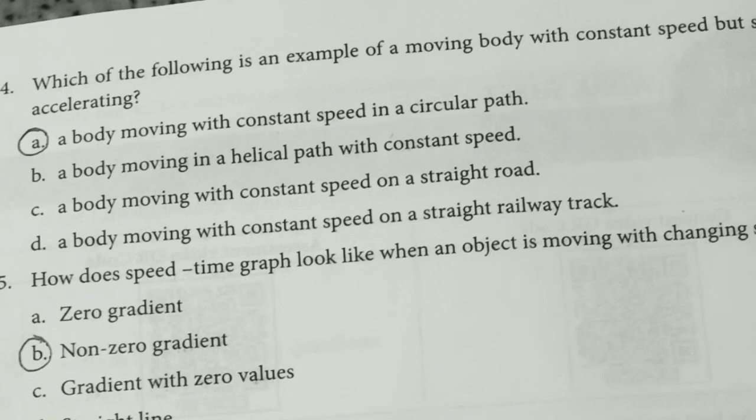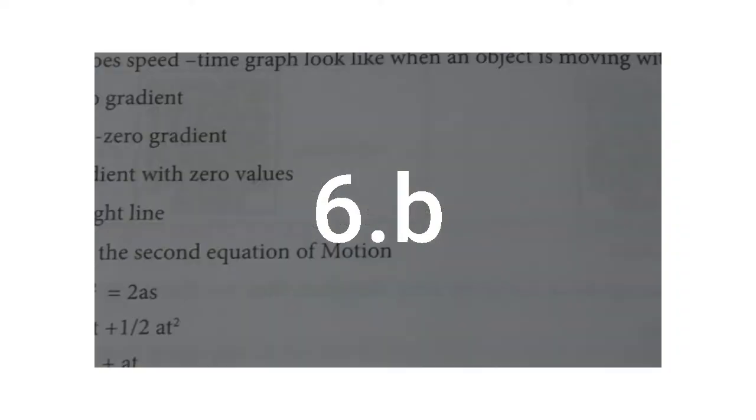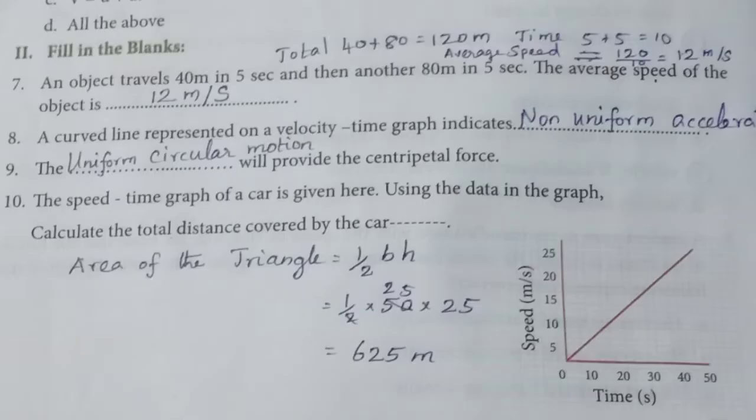6. Identify the second equation of motion. A. V squared minus U squared is equal to 2AS. B. S is equal to UT plus half AT square. C. V is equal to U plus AT. D. All the above. The correct answer is option B. S is equal to UT plus half AT square.